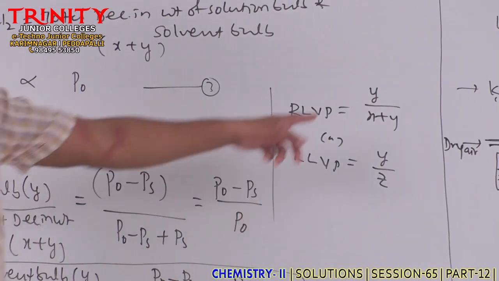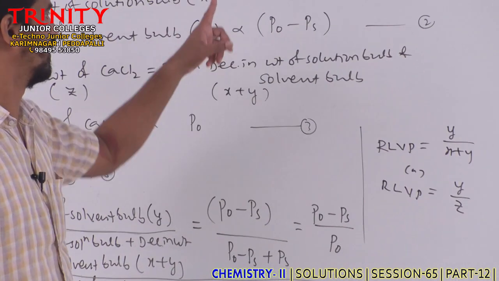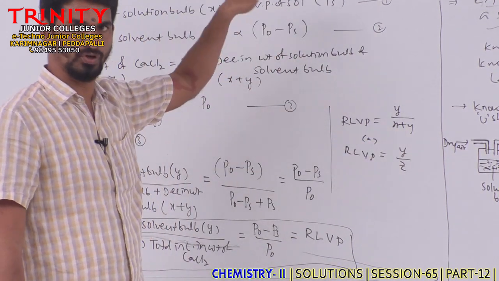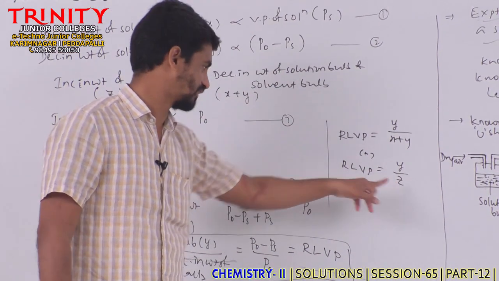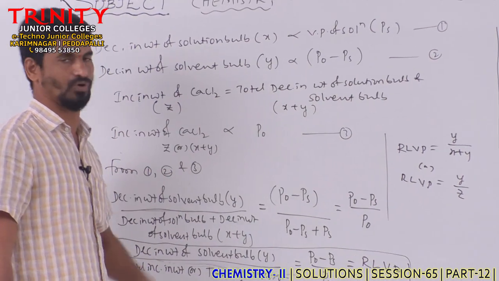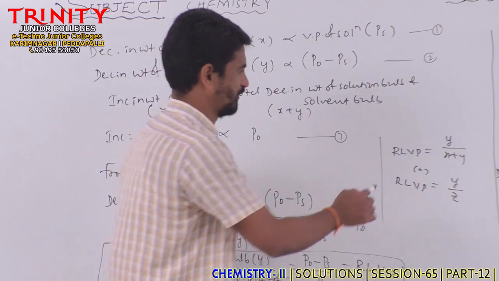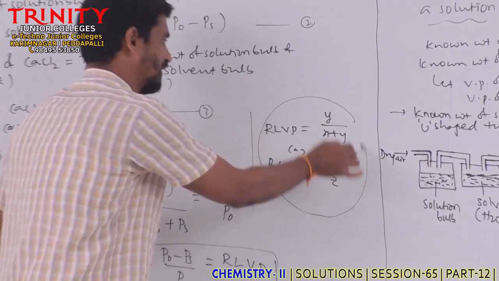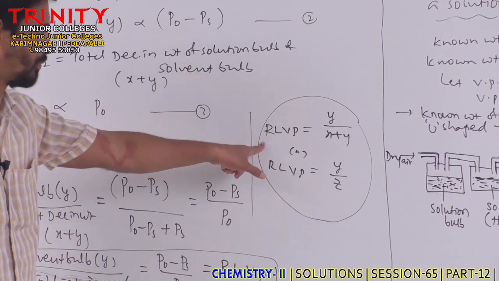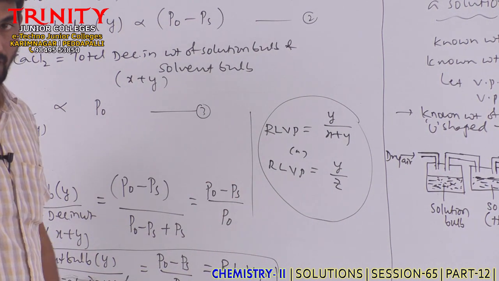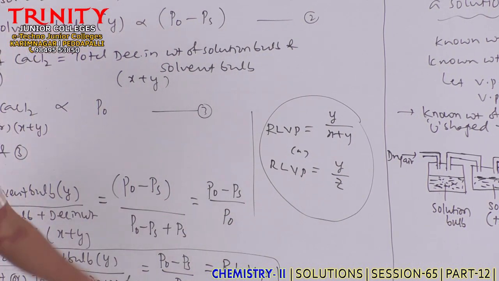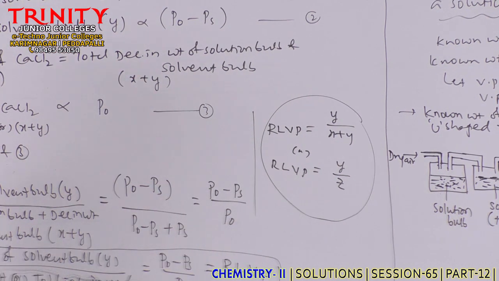So what is Y, sir? Decrease in weight of solvent bulb. What is X, sir? Decrease in weight of solution bulb. And what is Z, sir? Increase in weight of what, sir? Calcium chloride, right? So like this we can say this will give RLVP. Experimentally in this way we can calculate RLVP. After getting the RLVP we can find molecular weight of unknown solute. Clear? So this is the way of calculating RLVP experimentally.